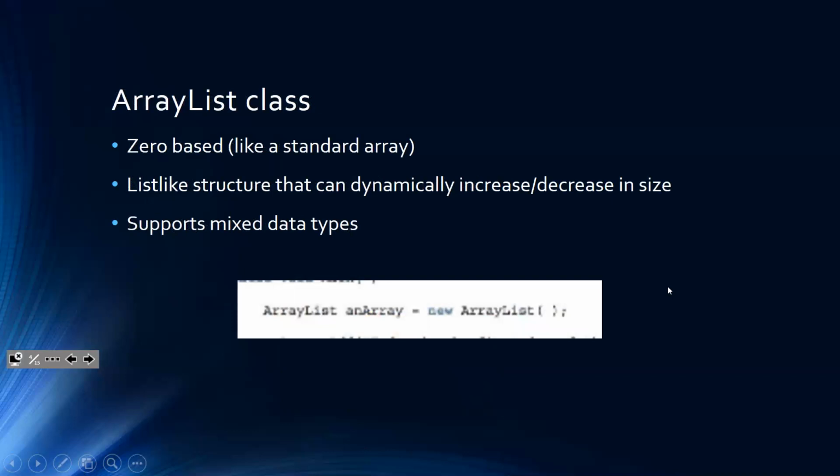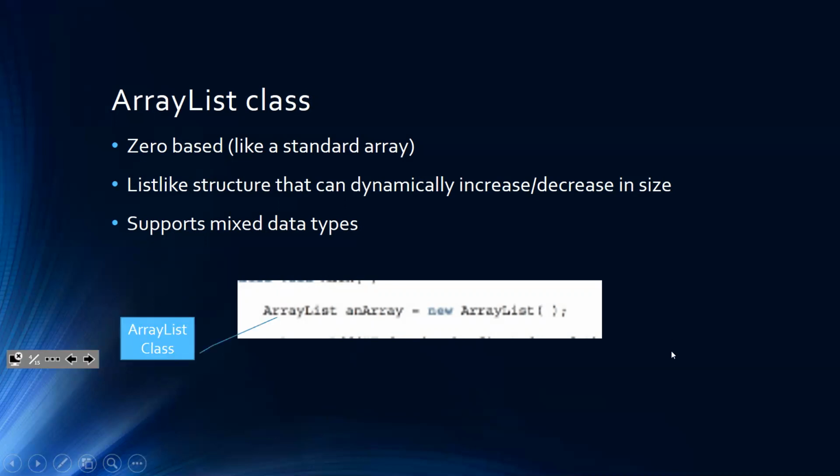The ArrayList class is zero-based, like a standard array. So our first item is index value 0. It's a list-like structure that can dynamically increase and decrease in size, and it supports mixed data types. So at one time, in one array list, I could have a string, an integer, and a double. So I am not limited to one data type in this collection. So that's much, much more feature-rich than a regular array.